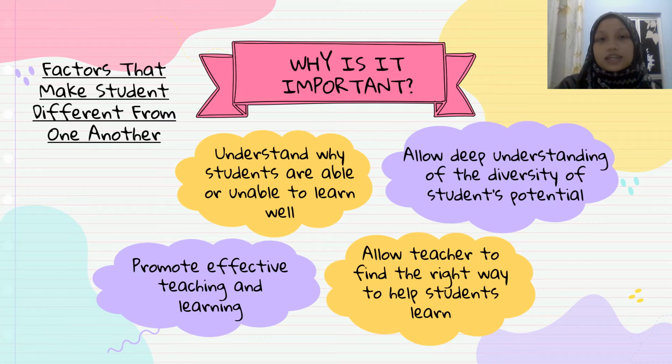As a teacher, it is important for us to acknowledge these factors that could make students different from one another. This is because it allows us to understand why students are able or unable to learn well. So when we see a kid who is not able to learn well, we must not give up on them, and we must approach them with a different learning style. It is also to allow deep understanding of the diversity of students' potential.